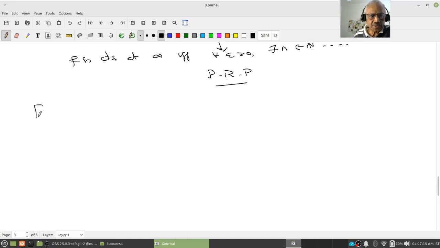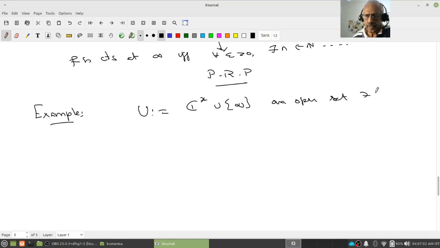Let us look at very specific examples now. Let my U be C star, the non-zero complex numbers, union infinity. This is an open set containing infinity by very construction, because its complement in C infinity is the singleton 0, a finite set and hence compact. Therefore this is open. Now I want to define a function from U to C. If z is not equal to infinity, I define f of z equal to 1 by z. Of course z is in U.